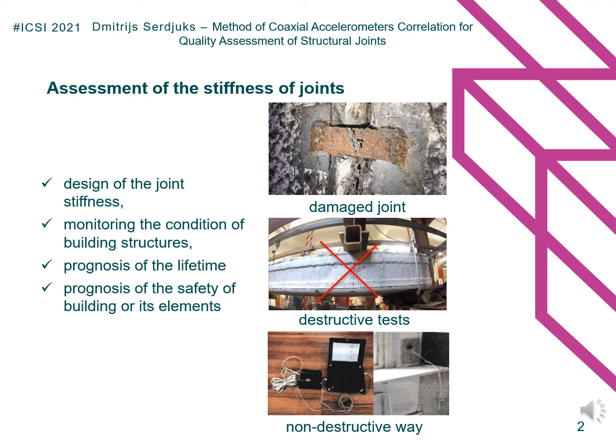Assessment of the joint stiffness is important for its design, monitoring of the condition of the building structures, and prognosis of the lifetime and safety of buildings or their elements. Application of the destructive test usually is not possible, and such assessment is done in a non-destructive way using either shock or vibration analysis with a network of accelerometers as sensors. The suggested method of coaxial accelerometers correlations is based on the natural oscillations.